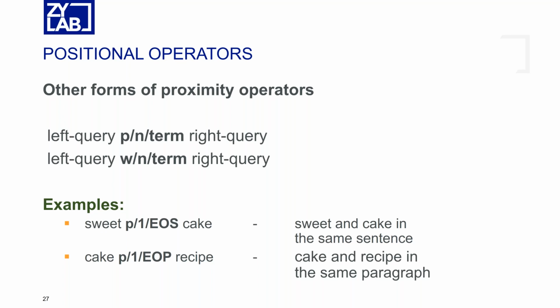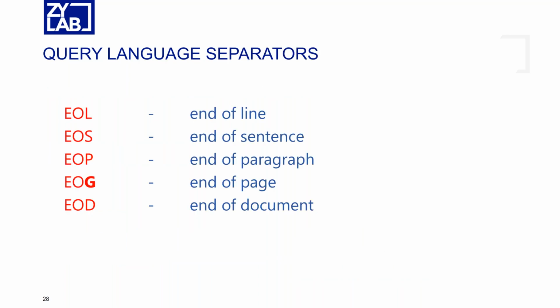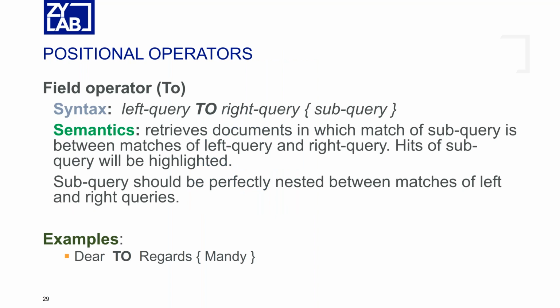Then I can use the EOS or the EOP operator. EOS stands for end of sentence, and EOP stands for end of paragraph. And that allows me to easily find also related words which are in one paragraph. And we have a couple more of these operators.